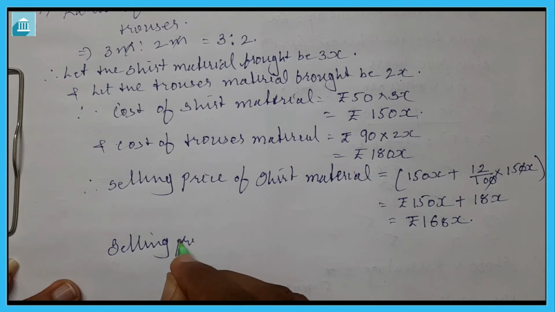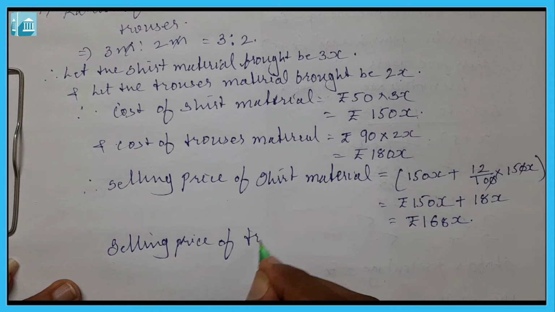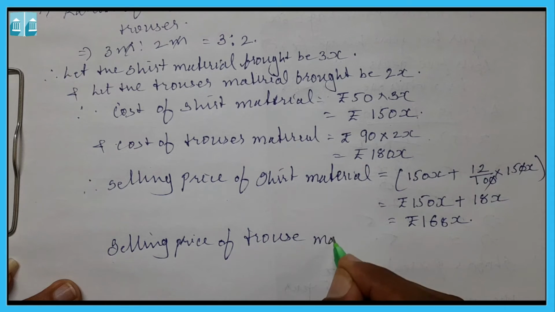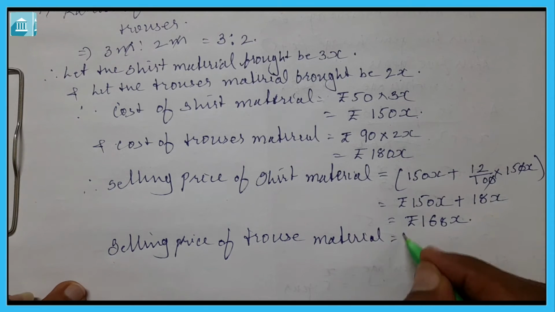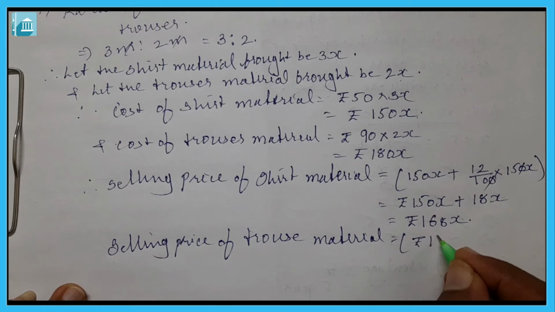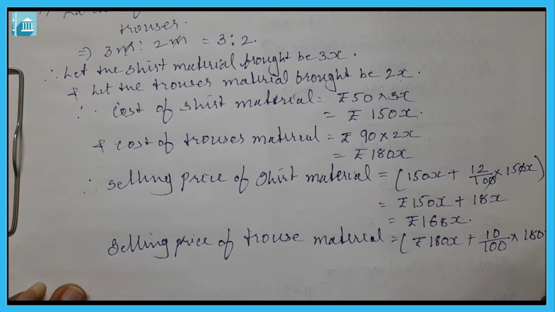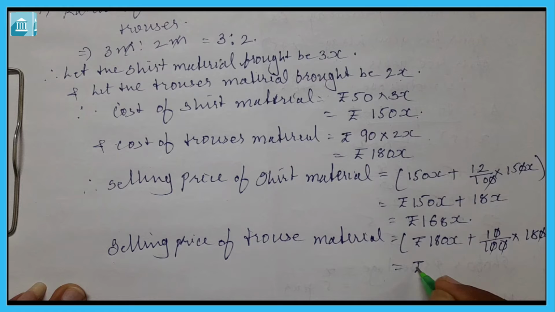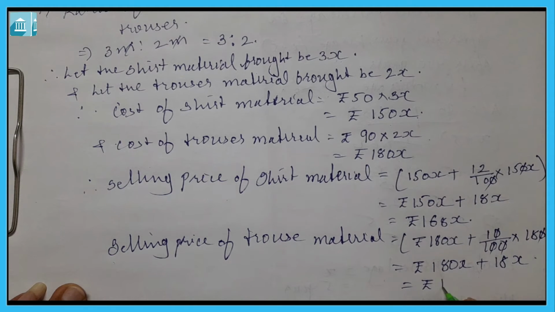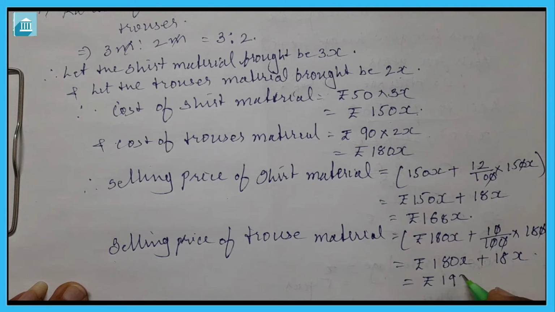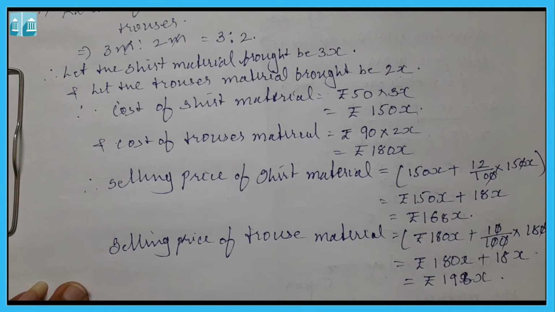Now the selling price of trouser material is equal to, again it is 180, so we can write rupees 180x plus 10% profit, so 10% of 180x, which will be 180x plus 18x, which will be equal to rupees 198x.